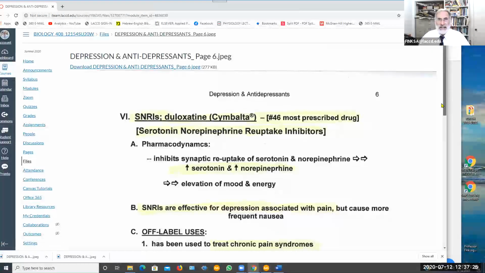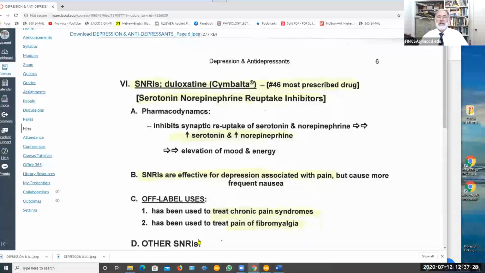Okay, a second class of drugs used as antidepressants are the SNRIs, and that stands for serotonin norepinephrine reuptake inhibitors. Remember, we mentioned those three neurotransmitters: serotonin, norepinephrine, and dopamine. And we actually have drugs that can raise these different neurotransmitters, including all three of them. So an example of this is Cymbalta. It's ranked number 46 among the most prescribed drugs in the United States.